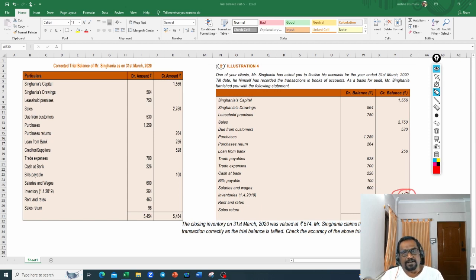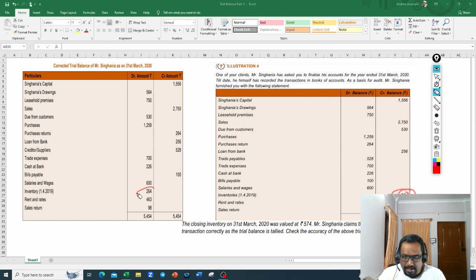Next one. Inventory. Opening inventory has been given as 264. Opening inventory is what? It is a debit balance asset. Inventory is an asset, and all assets are debit balances. He has to show it in debit side, but he has shown it in credit side, which is wrong. So we need to rectify that and put it in debit side. Clear? So we kept 264 in debit side.